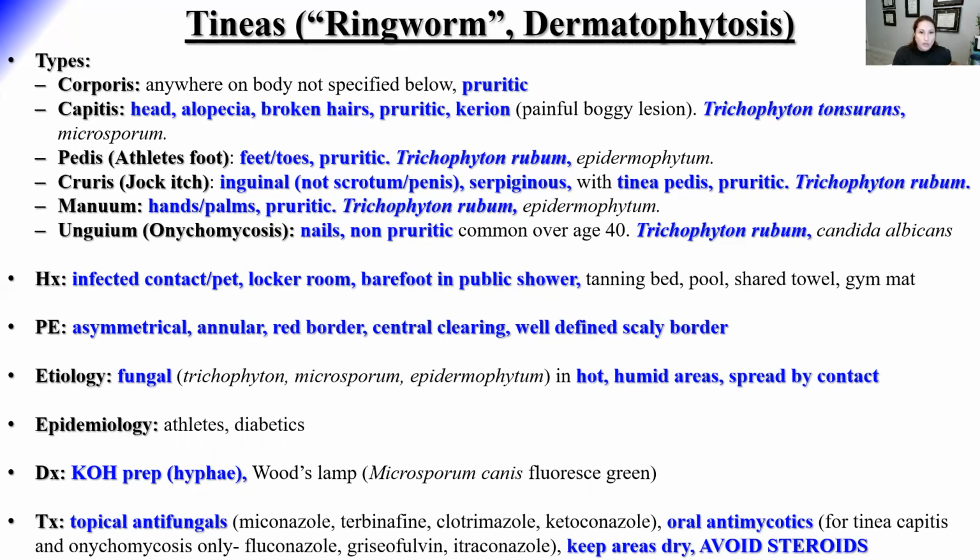We can use oral antimycotics for Tinea capitis and onychomycosis only. The rest of them are going to be topicals. Examples of those would be fluconazole, itraconazole. You want to keep these areas dry. If we get rid of the moisture, we can help get rid of the fungus. You want to avoid steroids in these patients. Sometimes you're tempted to treat this with a steroid because it's itchy, but if you treat with steroids, that will actually immunocompromise that patient, and that will cause a kind of flush reaction where they'll get a worsening of this.